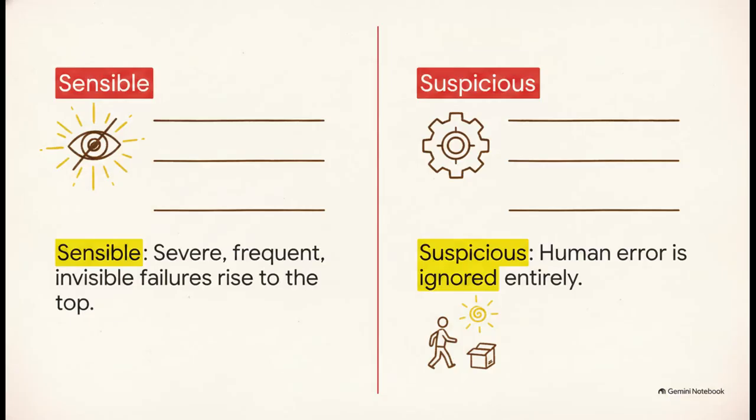As you work through this conceptually, you really need to know what to look for in your results. A sensible analytical outcome pushes severe, frequent, and invisible failures right to the top of the pile. That's exactly what the multiplication is designed to surface. But a suspicious outcome? That's one where the top risks are purely mechanical and human error has been ignored entirely. If your highest risk is some 1 in a million compressor failure, but you haven't accounted for a worker just leaving a pallet on a hot loading dock, your analysis is failing.